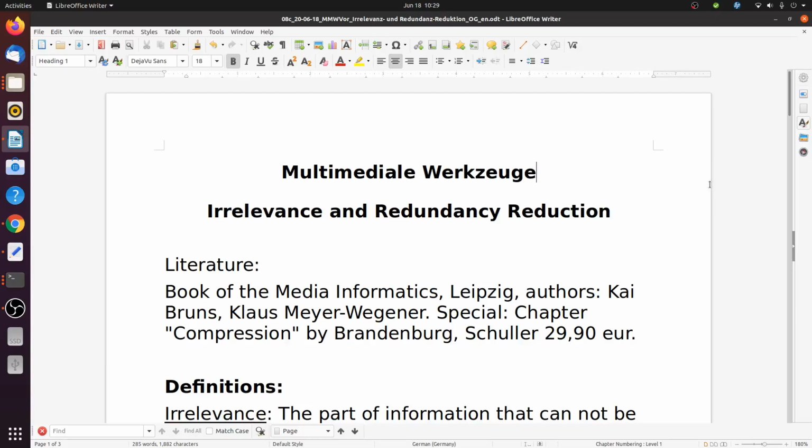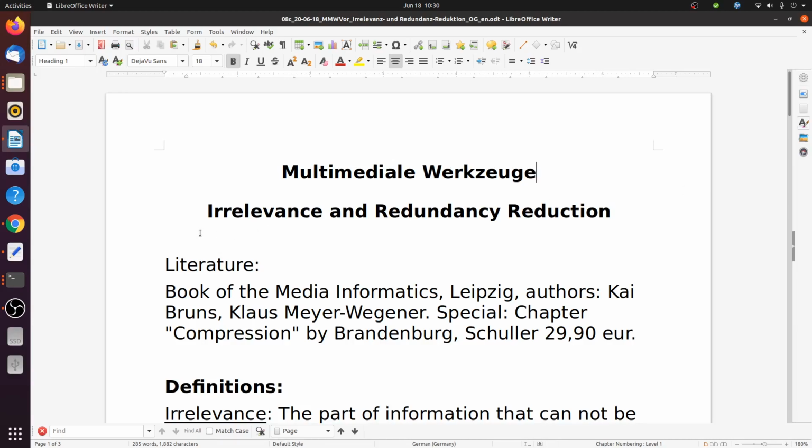Okay, welcome back to the next part of slides on Multimediale Werkzeuge. So we just saw the meaning of the DCT subbands and now about how we can use them for compression and for using the principles of compression, which is irrelevance and redundancy reduction.